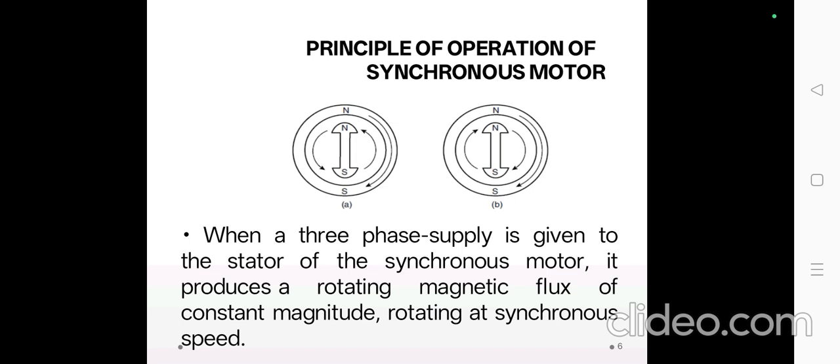But this all depends upon the existence of magnetic locking between stator and rotor poles. Practically, it is not possible for stator poles to pull the rotor poles from the stationary position into the magnetic locking condition. Hence, the synchronous motor is not a self-starting motor.